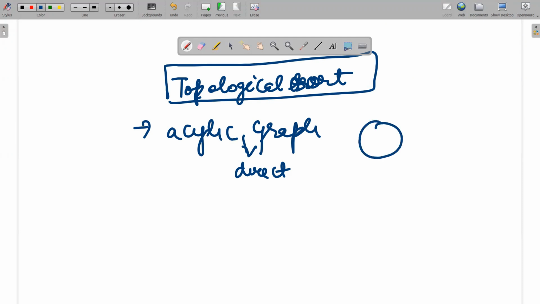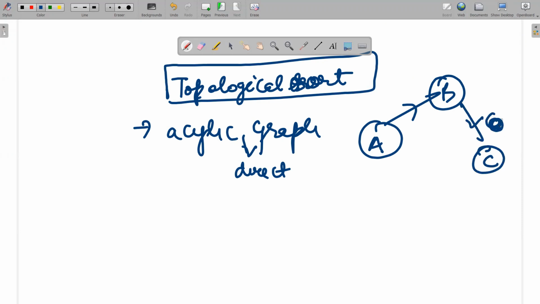So we have A, B, let's say C over here, and let's say we have got D. One of the important things in topological sort that you need to know is what are the possible orderings that we can write.